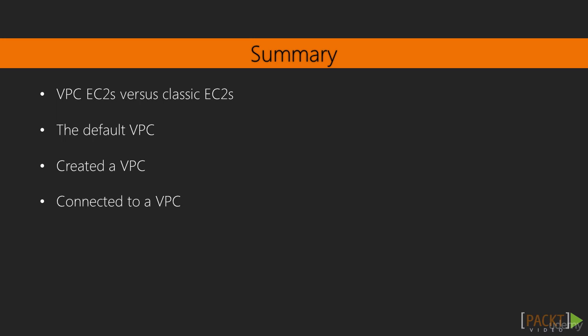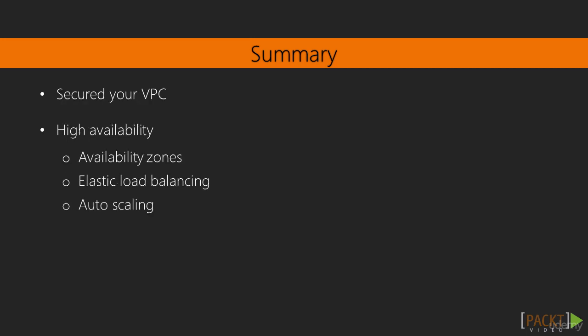This is the final section of our course on designing AWS environments. Congratulations! In this section, we covered classic EC2s and EC2s in a VPC, using the default VPC, creating your own VPC with the VPC wizard or from scratch, connecting to your VPC, and securing it with network ACLs, bastions, and NAT instances. Finally, we covered making your architecture highly available by using multiple availability zones, elastic load balancing, and auto scaling.